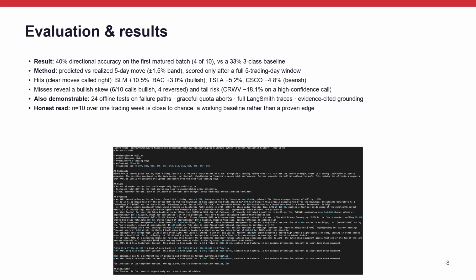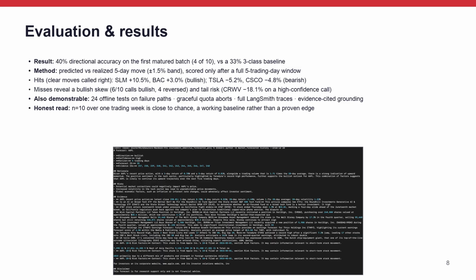Now the results, and I'll give you the honest version. The first batch of 10 forecasts has now matured over a full 5 trading day window, and the system was directionally correct on 4 of 10, 40%, against a 33% baseline for 3 classes. The method is simple and reproducible.